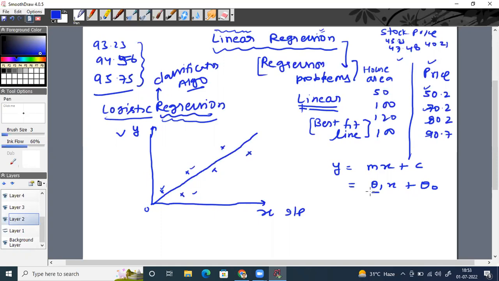But how can you see that? See, if you change the value of theta 1 and theta naught, or m and c, your line will change. Whatever line is coming, your line will change, and according to that you will decide whether your line is a best fit line or not. So now let's come to what you mean by best fit line.